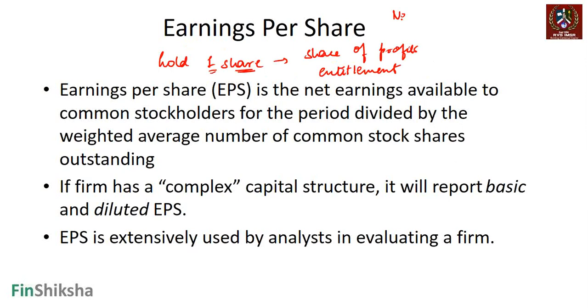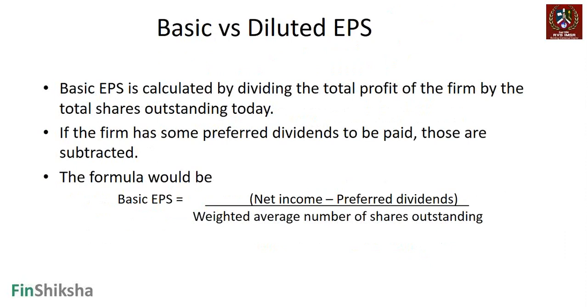Simple formula, you take the net profit and you divide it by the total number of shares, right? There are firms, however, who have a little bit of a complex capital structure, and there you will end up seeing a basic and a diluted EPS. It's extensively used as a ratio by analysts in evaluating a firm. So it's a very, very important number that you will see across a lot of firms. Now, let's understand the difference between basic and diluted EPS. Basic EPS is just you take the total profit and you divide it by the total shares outstanding, right? Profit by shares, net profit by number of shares.